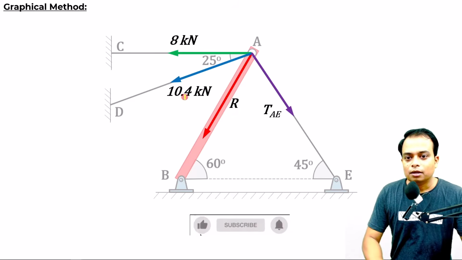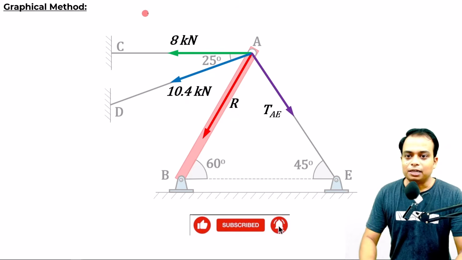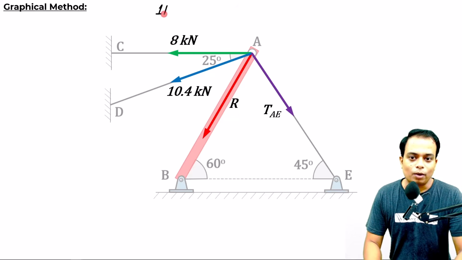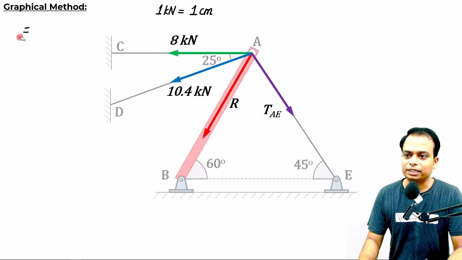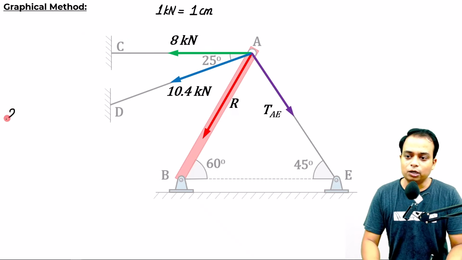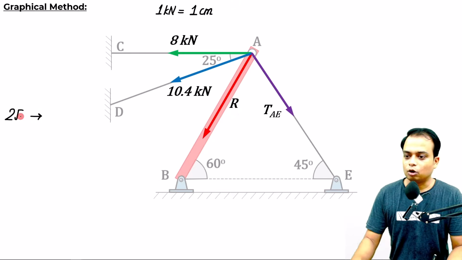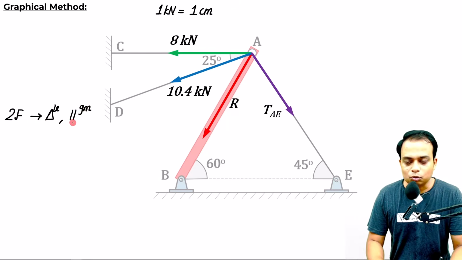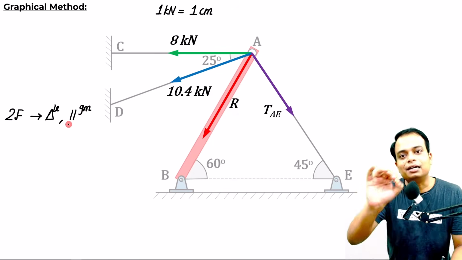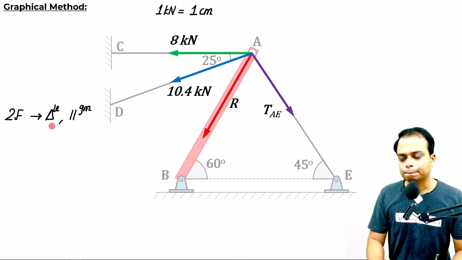Here we go. For applying the graphical technique, please note that you have to take a scale. Let's say 1 kilonewton is equal to a length of 1 centimeter. If there are two forces in the picture, the options that you have are the triangle law of force addition, or you can also go for the parallelogram law. These two laws are going to help you get the resultant's magnitude and direction both.